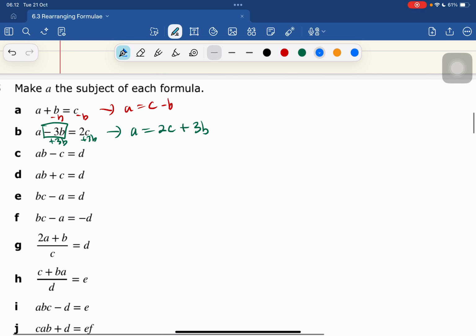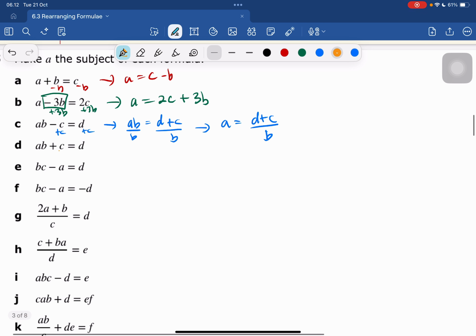Next, okay, first we plus C, so AB equals D plus C. Then just divide by B, so A equals D plus C over B. Next, okay, we make it minus C here, and on the right side do the same thing. So AB equals D minus C. Then we divide by B to make it only A. So A equals D minus C over B.